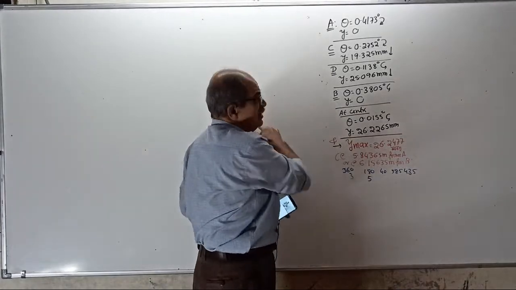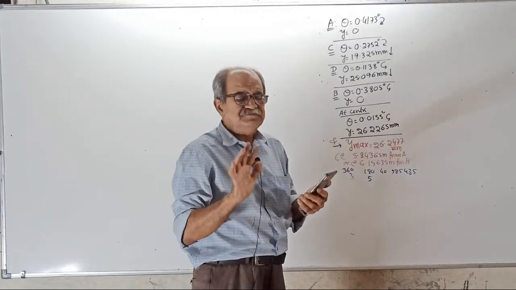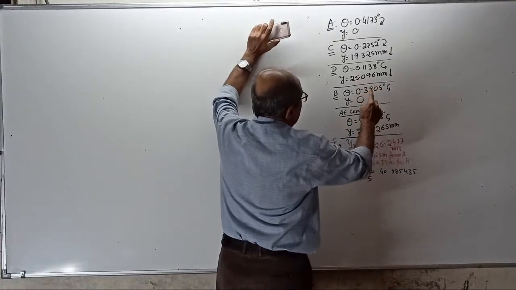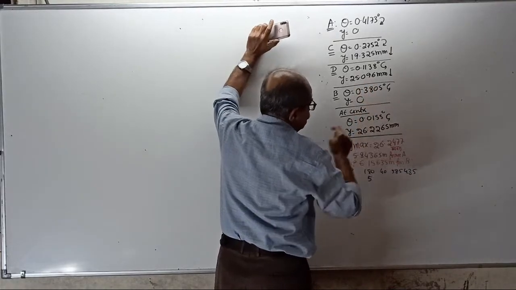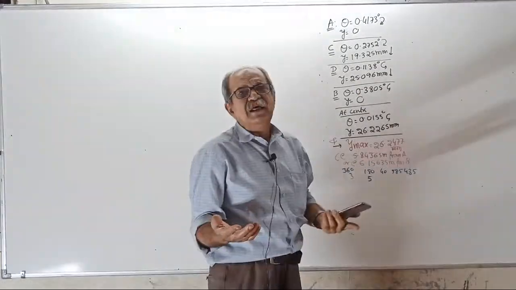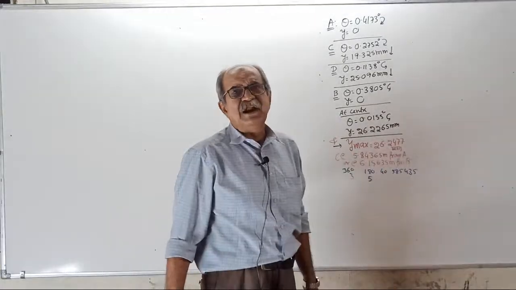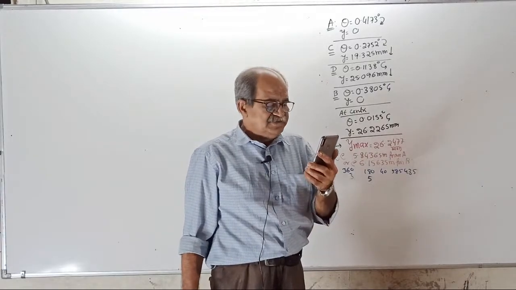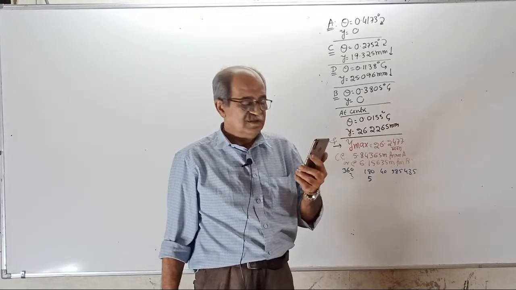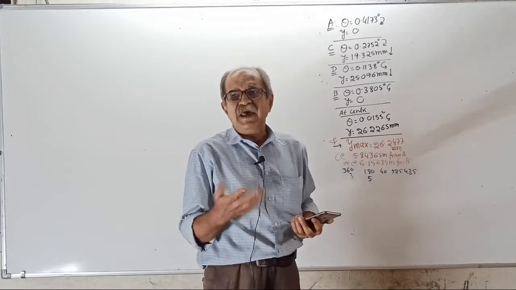Now, Y max ETABS is giving at the center. See, central deflection is 26.226. Y max is 26.24. The difference of 0.02 millimeter cannot be made out. Does it matter when you check for deflection control, that 0.02 millimeter? Will anybody bother about that 0.02? No. So we cannot do anything about that.